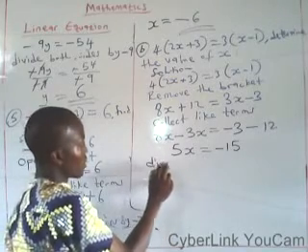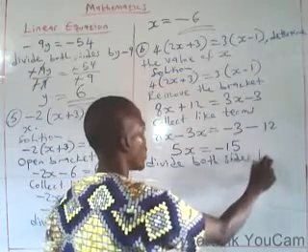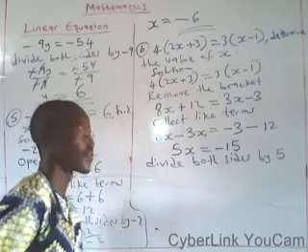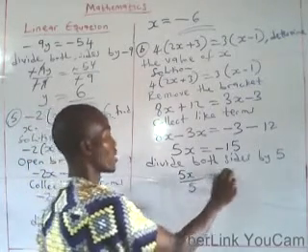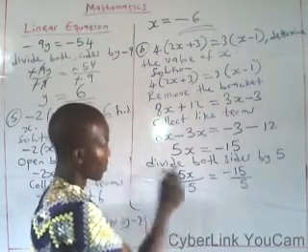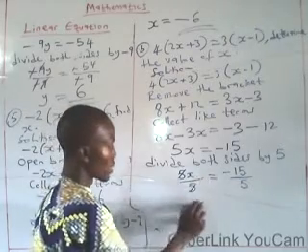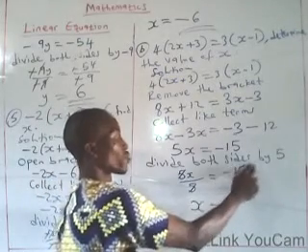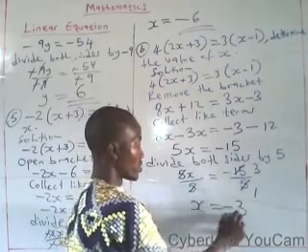What are we going to do next? Divide both sides by 5. You will now have 5x over 5 equals minus 15 over 5. 5 will cancel 5. At this side we are left with x. Equals, 5 in 15, that is 3. At this side we are left with minus 3.